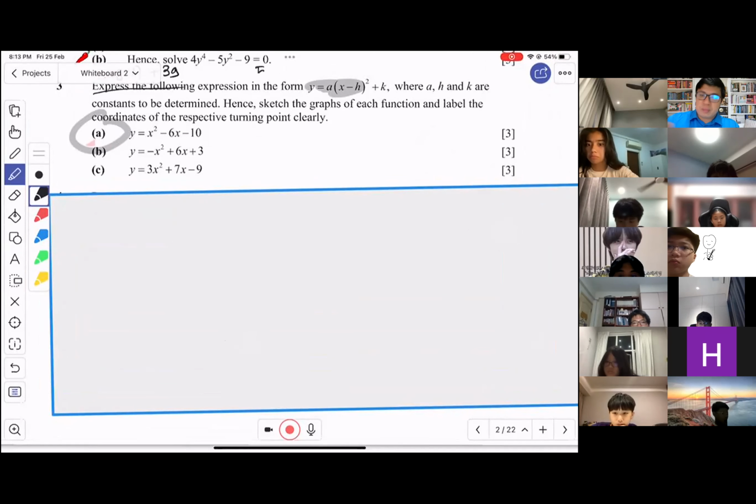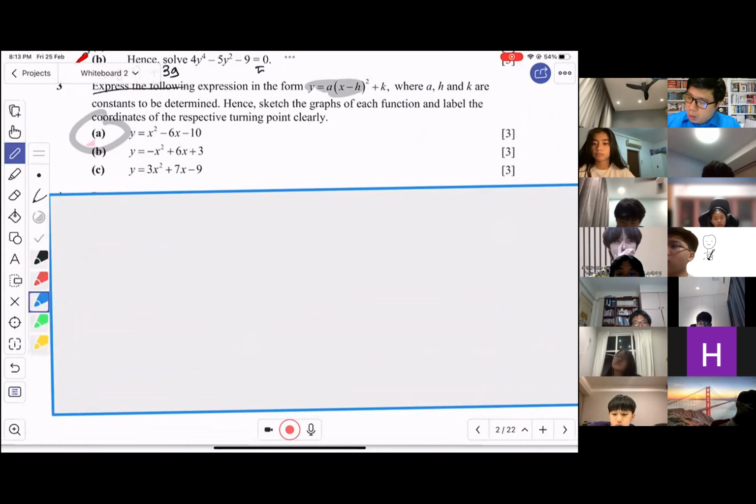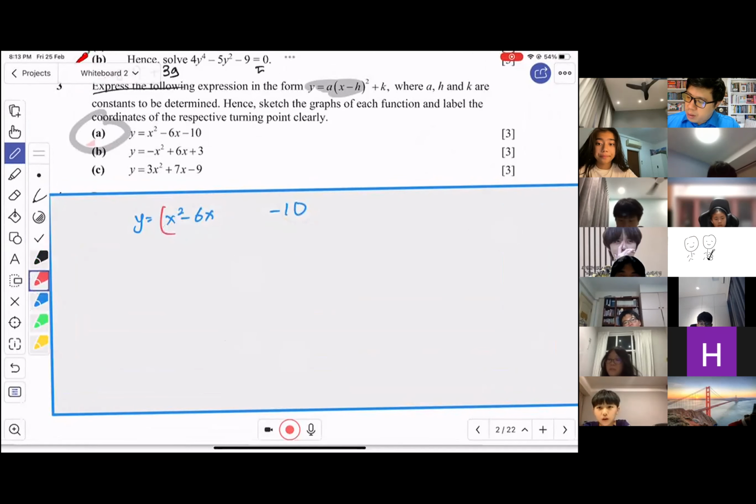If you do this, what do you do next after that? You look at y equals x squared minus 6x, put a negative 10 outside. Do your completing the square. I check the coefficient of x squared.